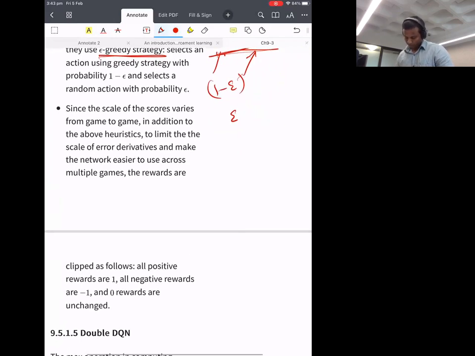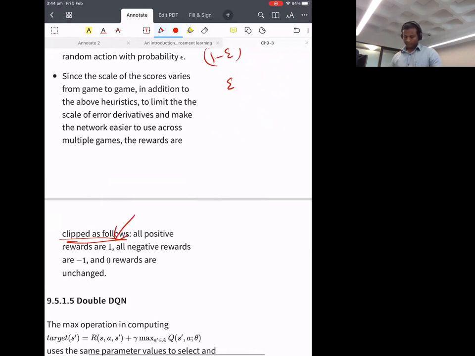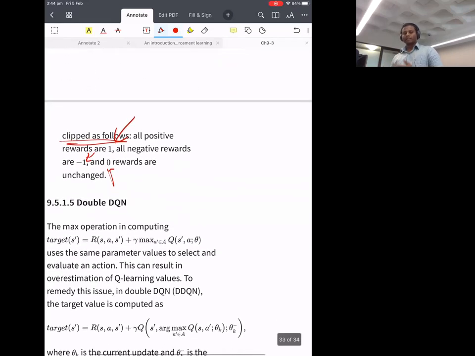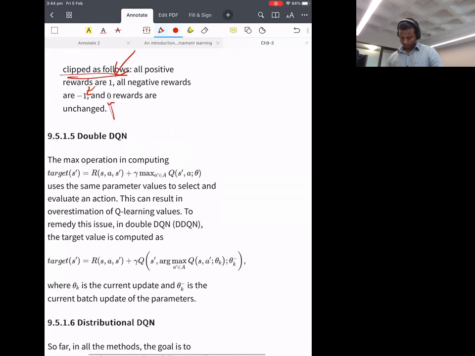They also do something called clipping, because they're playing different games which have different scales of scores. They want to have something more uniform, so they clip the rewards. All the positive rewards are treated as one, all the negative rewards are treated as minus one, and zero rewards are treated as zero. That kind of clipping apparently also stabilizes it. One has to take care of these steps when implementing deep Q learning networks.